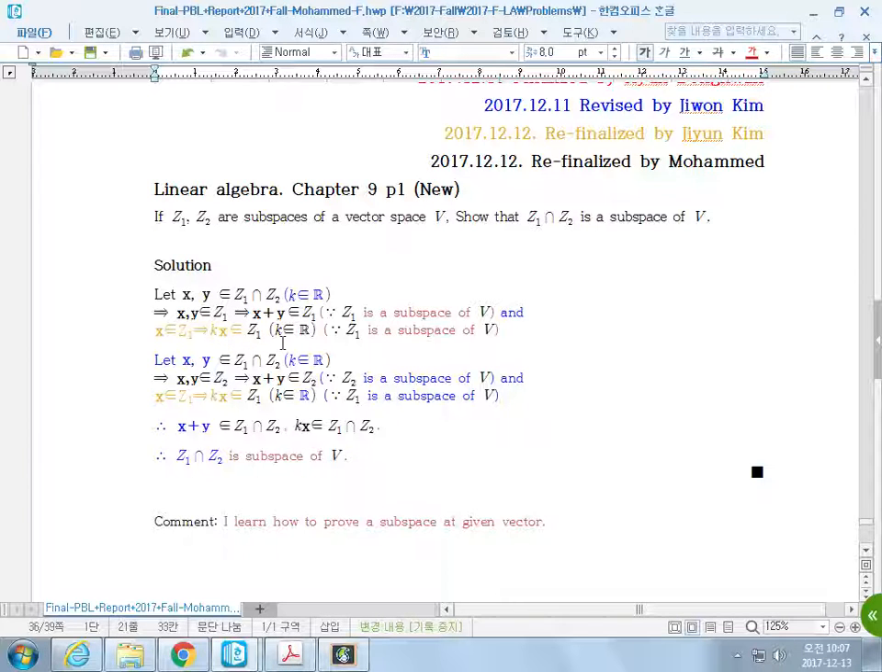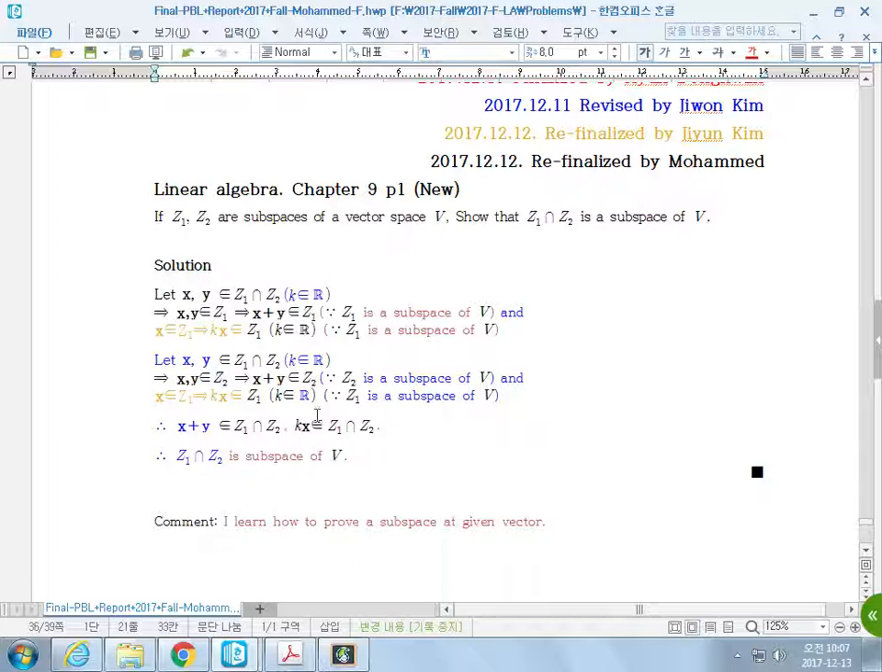There's an error here. You did choose the vectors from here, and you should show this vector addition is in Z1 and X plus Y is in Z2. Exactly. And scalar multiplication is in Z1 and Z2. This is an error, Z1 and Z2.